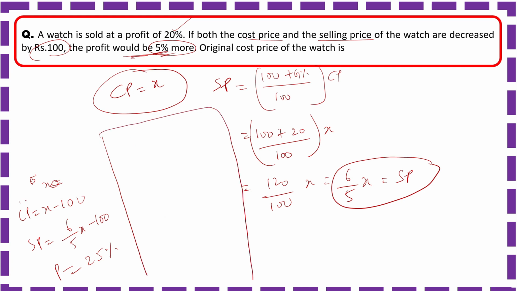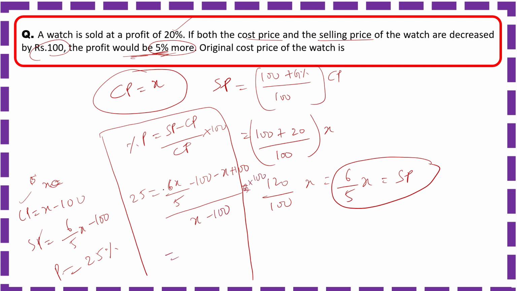Okay, so we have these three, CP, SP and profit percent. So we know the profit percent is (SP minus CP) by CP into 100. So the profit percent is 25, SP is 6X by 5 minus 100, and CP is X minus 100, that is minus X plus 100, by CP, which is X minus 100, into 100. So just calculate this, and we will get X as 500. So the original cost price of the watch is 500 rupees.